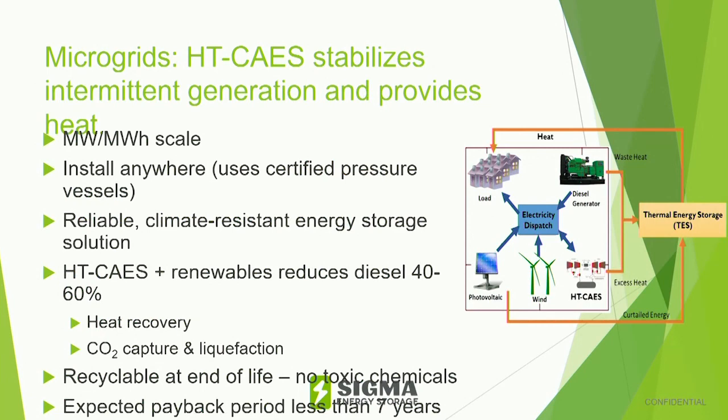On the microgrid side, these are the kind of locations in which we're going to look to deploy our small scale system. Microgrids, usually compressed air at that size uses vessels. Scale is usually a few megawatt hours in terms of power capacity and energy storage. It can be installed anywhere. We use pressure rated vessels. It's reliable. It can resist climates. And the intent there is to reduce the carbon footprint of these remote locations.